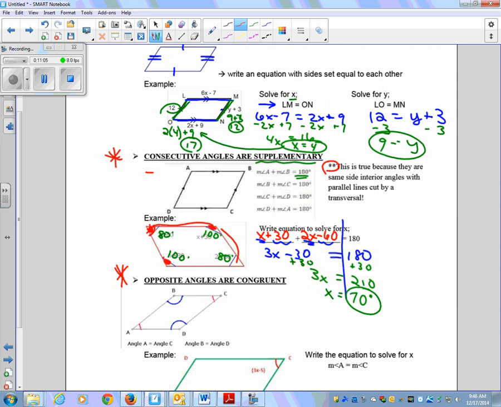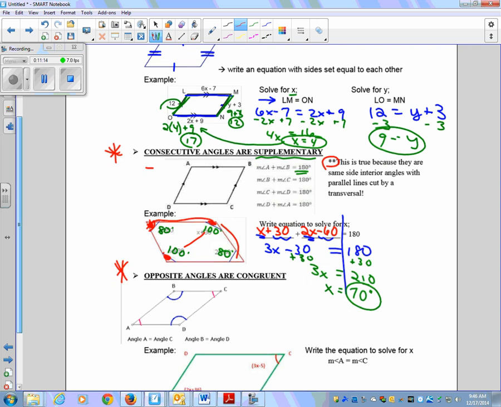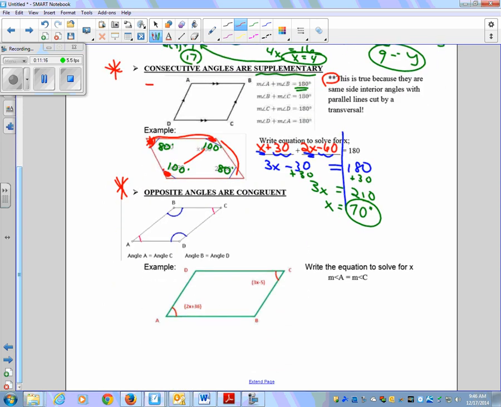If it's a parallelogram, what do you notice about opposite angles? These two opposite angles, they're the same. So that's our next property. Opposite angles are congruent. So if you are given an example like this, where you have 2x plus 36 here, and 3x minus 5 there, you notice that they're opposite angles. You know this is a parallelogram, so you're going to set these two things equal to each other. Solve for x.